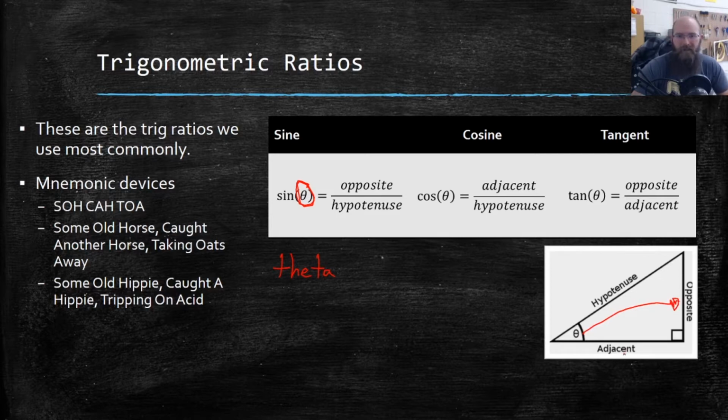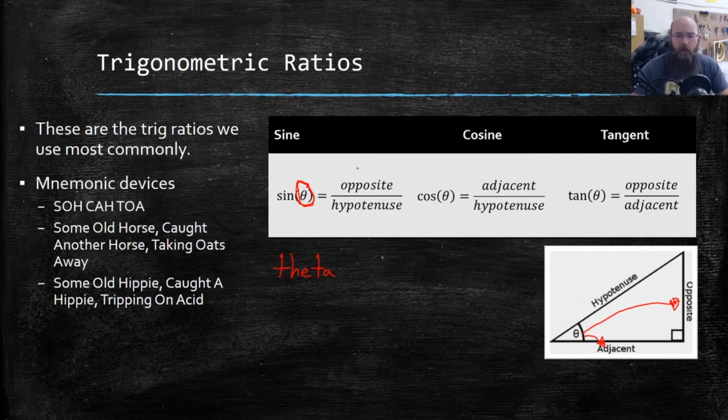Adjacent just means next to. It's really just a fancy word for next to, like my house is adjacent to my neighbor's house. So adjacent means next to. Okay, so it's right there. And then my hypotenuse, you know what that is, right? That's the slanting line. That's the longest side of a right triangle.